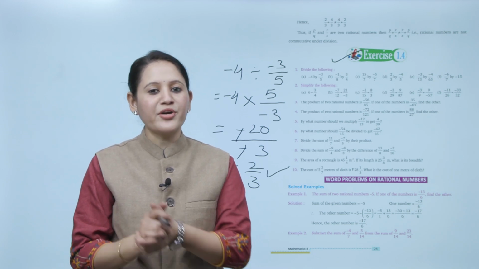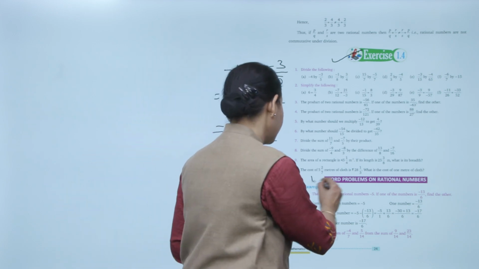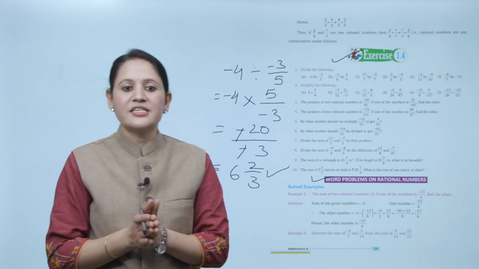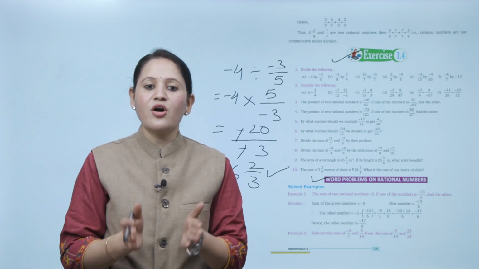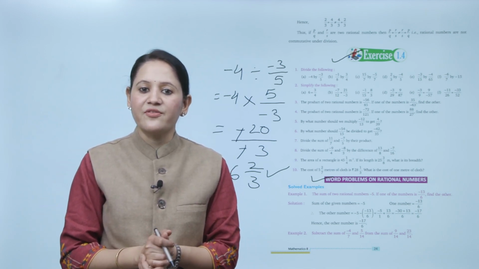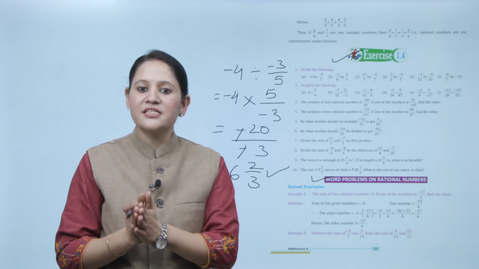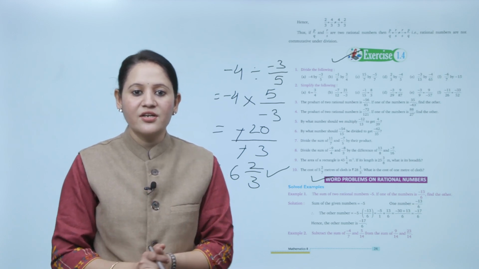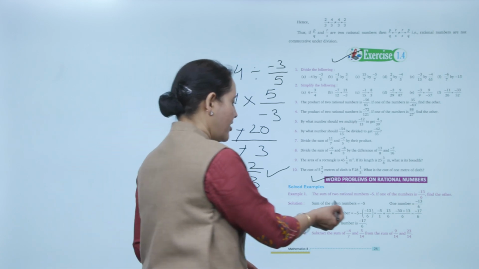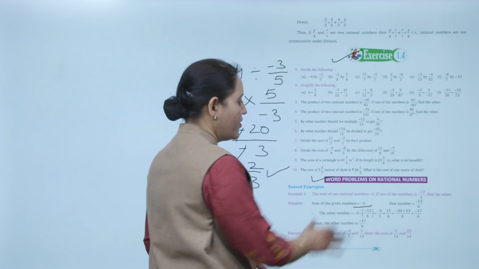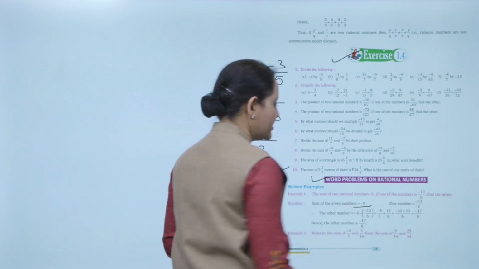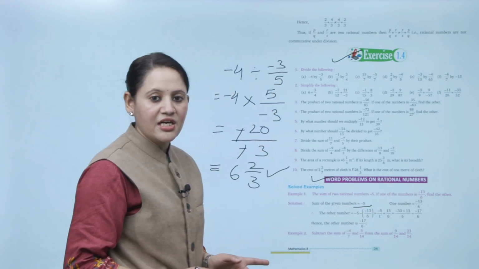Next is word problem on rational numbers. Solved example. The sum of two rational numbers is 5. If one of the rational numbers is minus 13 upon 6, find the other. So the sum of the given numbers is minus 5. One of the numbers is minus 13 upon 6. So what will the other number be?